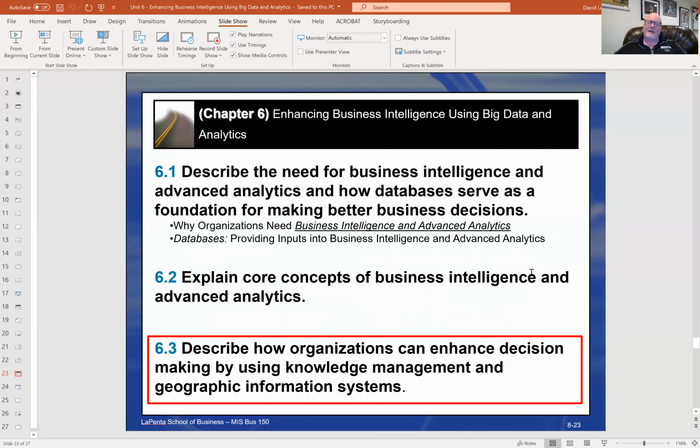Now, this last concept here is called knowledge management. It's a little bit of an aged term, but I think at its core, it's a very interesting concept. There are these knowledge management systems out there, and there's something called geographic information systems. I'm going to go through and explain a little bit what each one of these are, and I think you'll find it to be a little bit interesting.